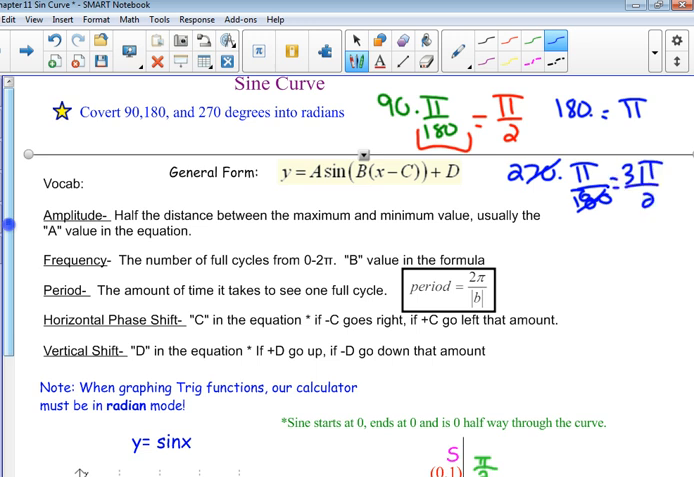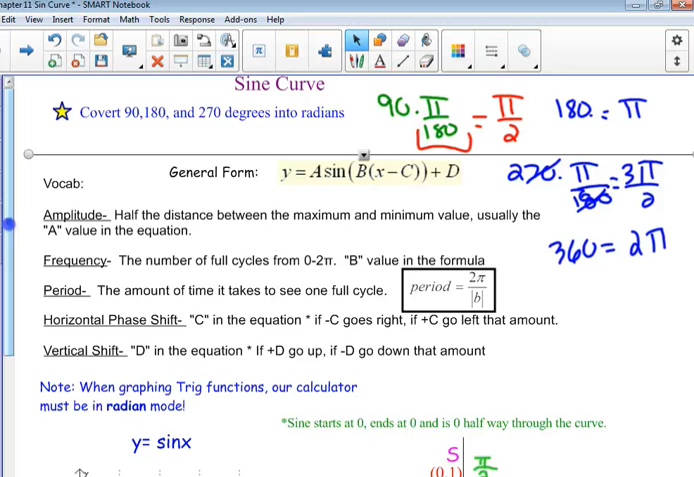Now, I don't have it up here. What's 360, you think it would be? 2 pi. Good job. Because if you had 180 is pi, is it 180 times 2, 360? Yeah. Or you could just do your conversion every time. These are going to come up quite a bit.